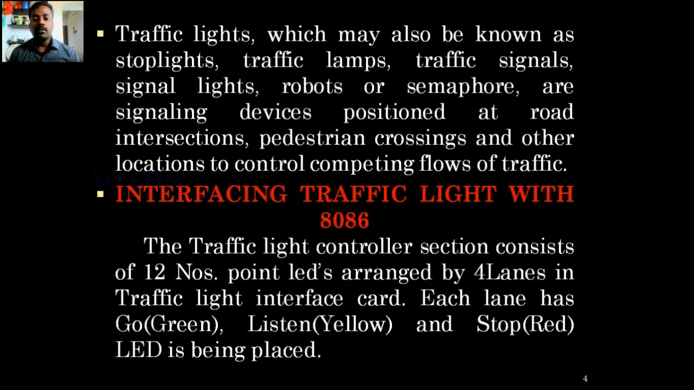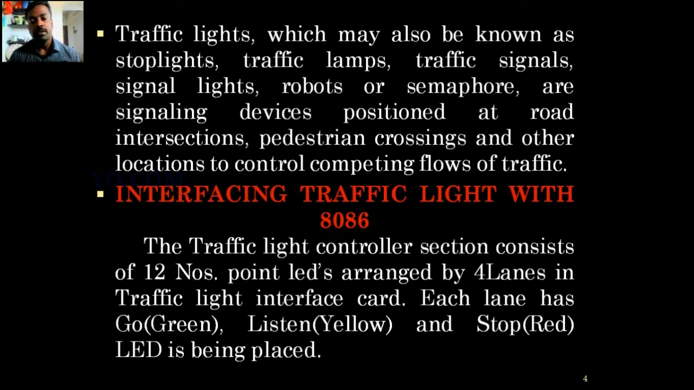Traffic lights may be known as stop light, traffic lamp, traffic signals, signal lights. They are signaling devices positioned at road intersections, pedestrian crossings and other locations to control the competing flow of traffic. The traffic light controller section consists of 12 point LEDs arranged in 4 lanes. So in the traffic light interface card we have 12 different LEDs.